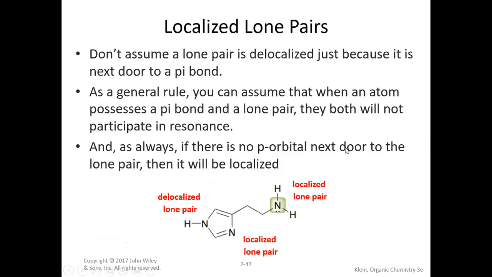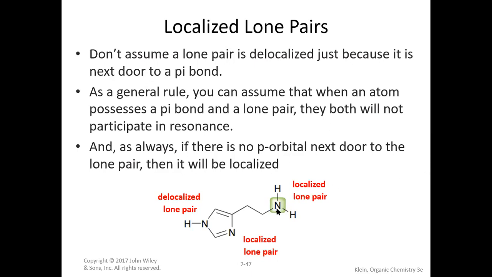This is something there, all right? Don't assume a lone pair is delocalized just because it is next door to a pi bond. As a general rule, you can assume that when an atom possesses a pi bond and lone pair, they will both not participate in resonance. And as always, if there is no p orbital next door to the lone pair, then it will be localized.